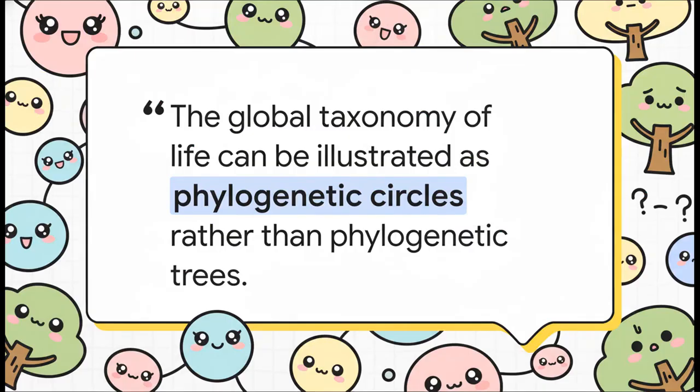The pattern of all those different protein lengths creates a unique signature that tells a story about its entire evolutionary past. And their conclusion wasn't some minor tweak. It was huge, a total reimagining of the entire structure. They came right out and said it. The global taxonomy of life can be illustrated as phylogenetic circles rather than phylogenetic trees. Circles, not a tree.